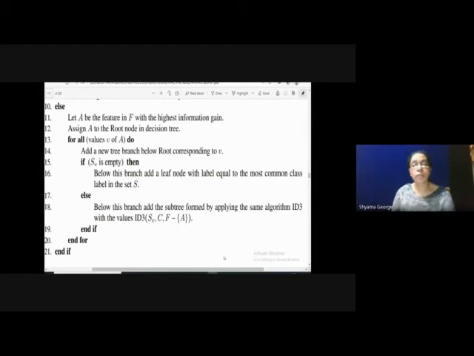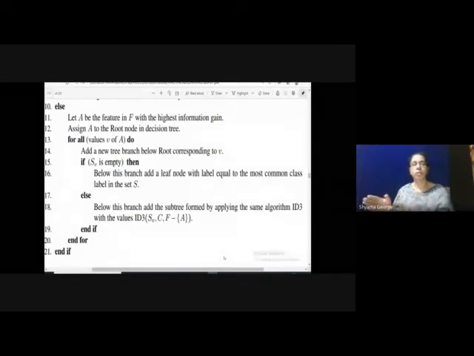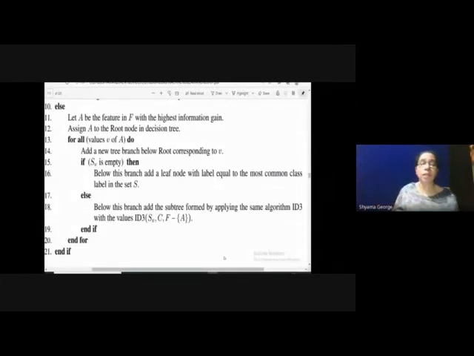That is, below this branch, add the subtree formed by applying the same ID3 algorithm. In that case, we have to consider only those examples, that means SV with F minus A. We can remove the attribute A and the values corresponding to A, and we will get a subset. In the subset, again, we apply the ID3 algorithm.